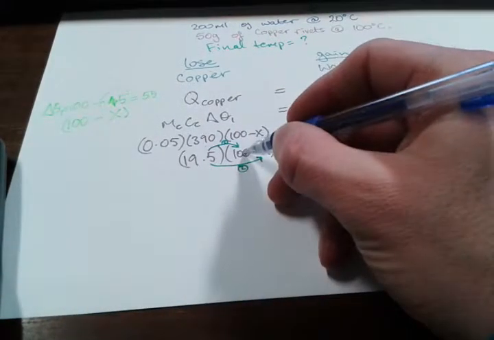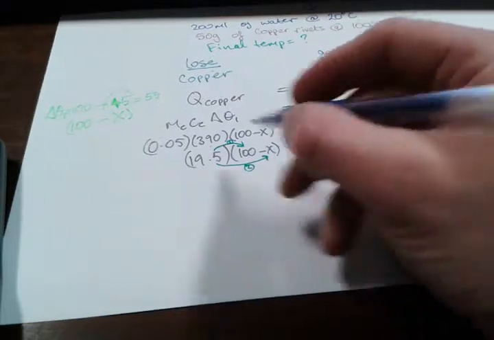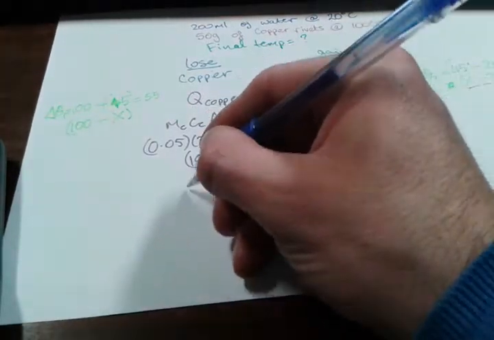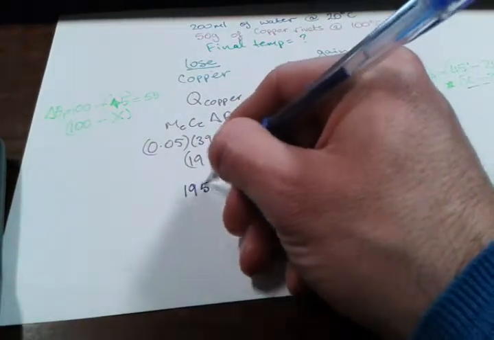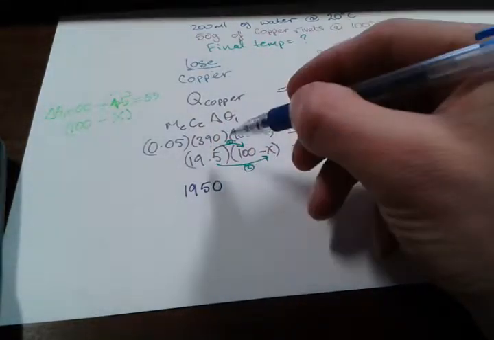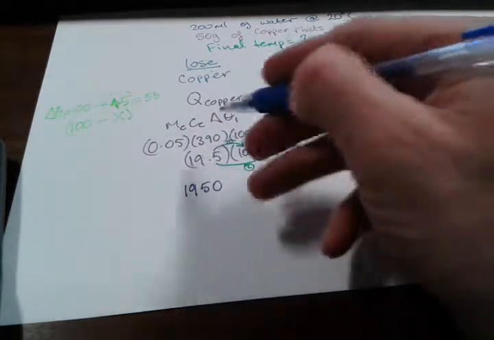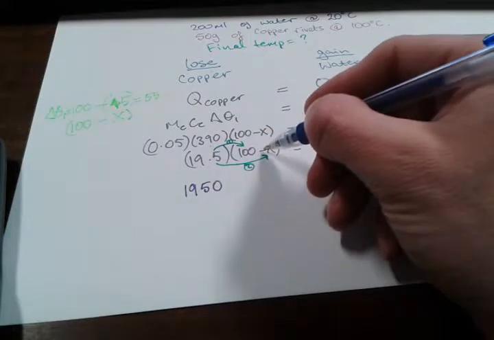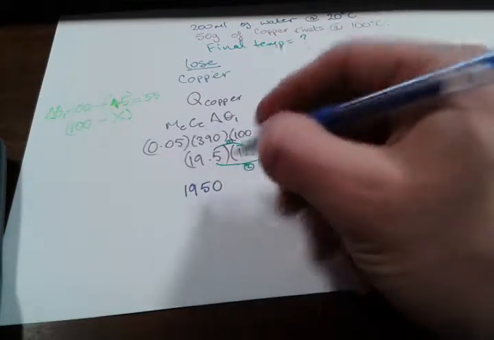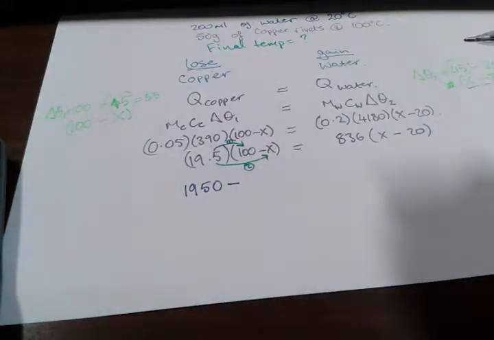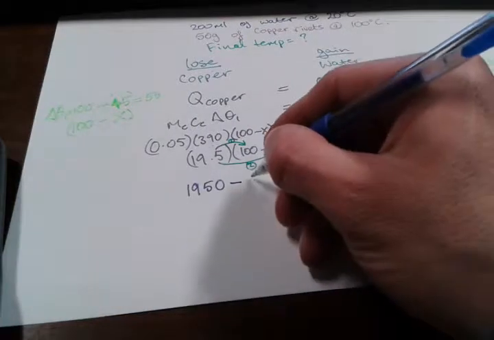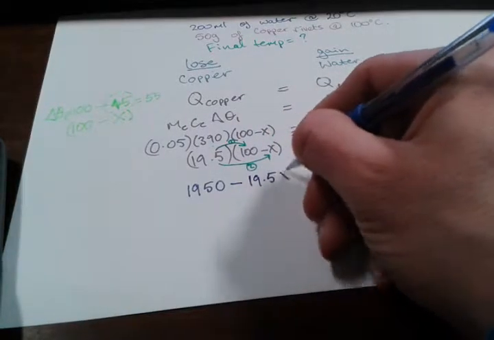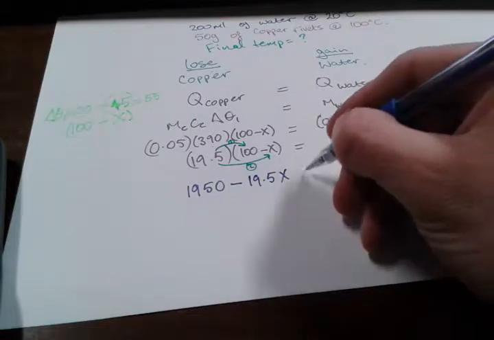Well, 19.5 by 100 first is easy enough to do. You just move the decimal point a couple of times. So 1950, or do it on your calculator if you're stuck. And then the second bit: we've got 19.5 multiplied by minus x, so it's a positive by a negative, so we get a negative when we multiply them, and we've got minus 19.5x. That's what we have on the left-hand side.